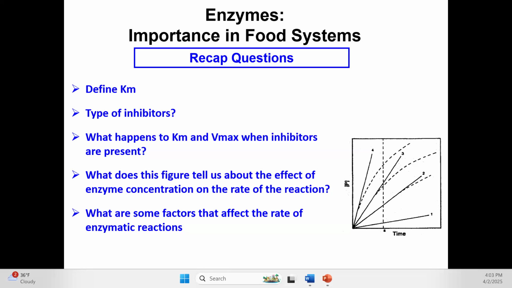Some factors that affect the rate of enzymatic reaction: concentration of the enzyme, concentration and type of substrate, presence of inhibitors. The list is long. So these are questions that will help you after you study, see if you can answer them.